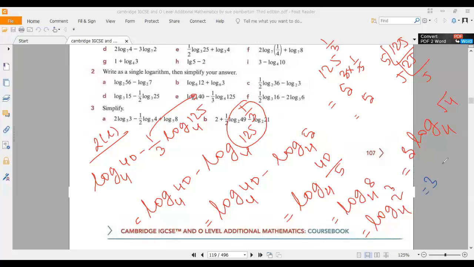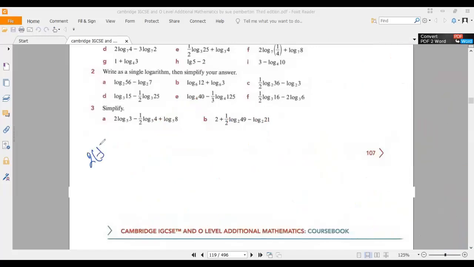Okay. Now, 3. And root over 4 represents 4 to the power 1 by 2. So 1 by 2 should be at first. So 3 multiplied by 1 by 2 and 4 base log 4. 4 base log 4 will be 1. So our final answer is 3 by 2. Simple.